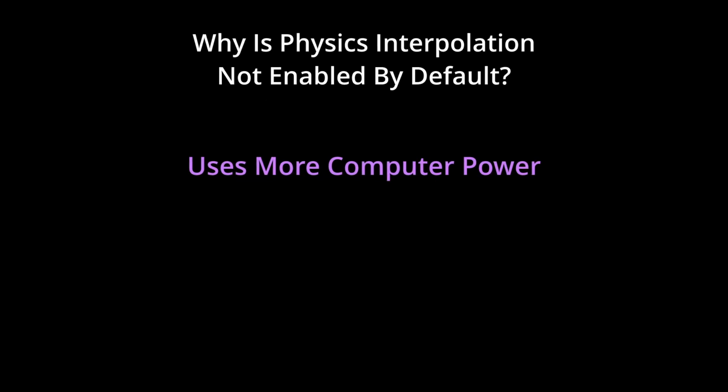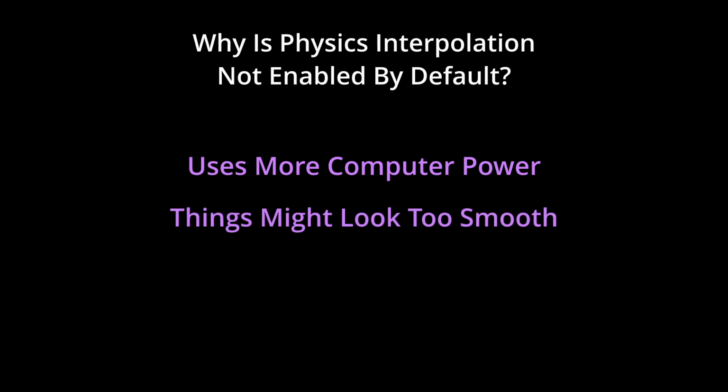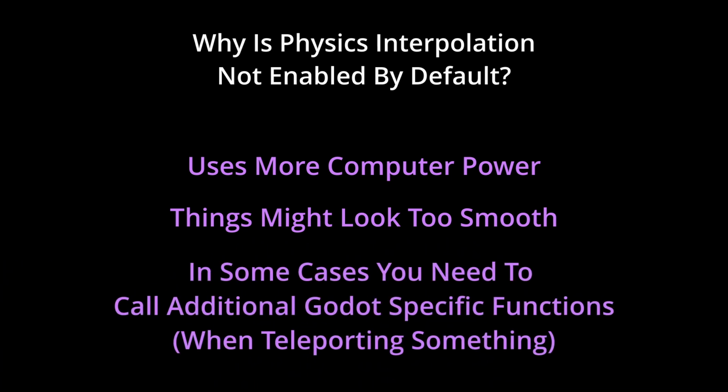What are the downsides to physics interpolation? It uses more computer power. Drawing those extra frames takes away performance, so on a slow computer, your game might lag a tiny bit. It can make things look too smooth, which might feel slightly off if your physics isn't perfect, like a character sliding a bit after landing. For some cases, you might need to call additional Godot-specific functions in your script. If you don't write the extra logic, you will see visual glitches or bugs.